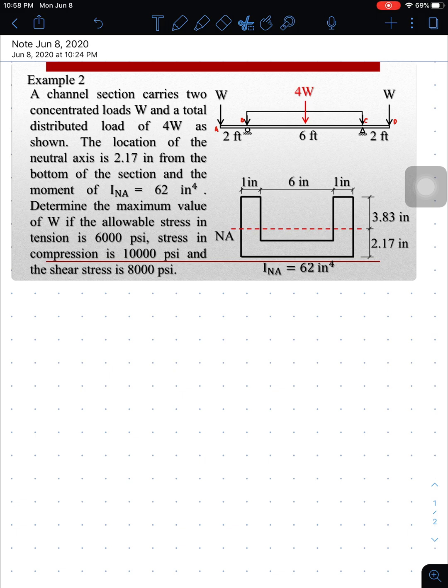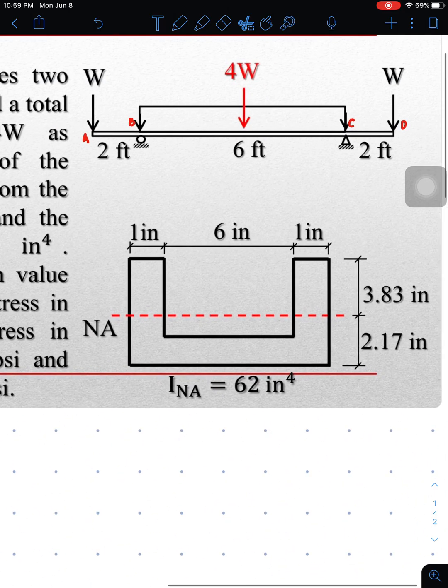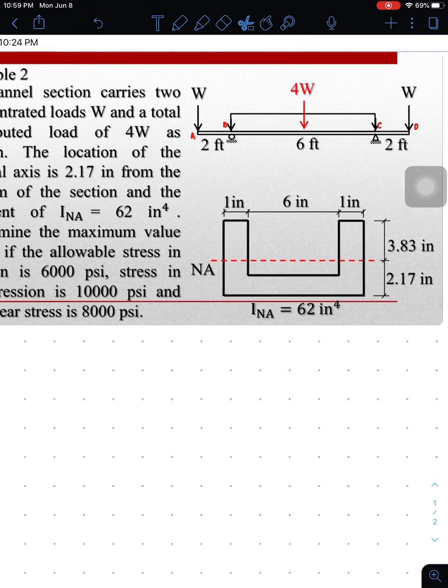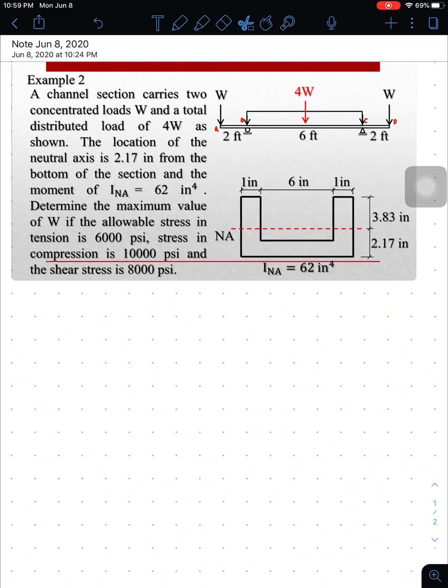So that's 6,000 psi in tension, and the stress in compression is 10,000 psi, and the shear stress is 8,000 psi. So the 6,000 and the 10,000 psi values are the flexural stress in tension and in compression respectively, while the shear stress of 8,000 is for the horizontal shearing stress. So basically, we will be drawing the shear and moment diagram. So it's a long process. Although we have an irregular shape of a section, the problem already gave us the moment of inertia.